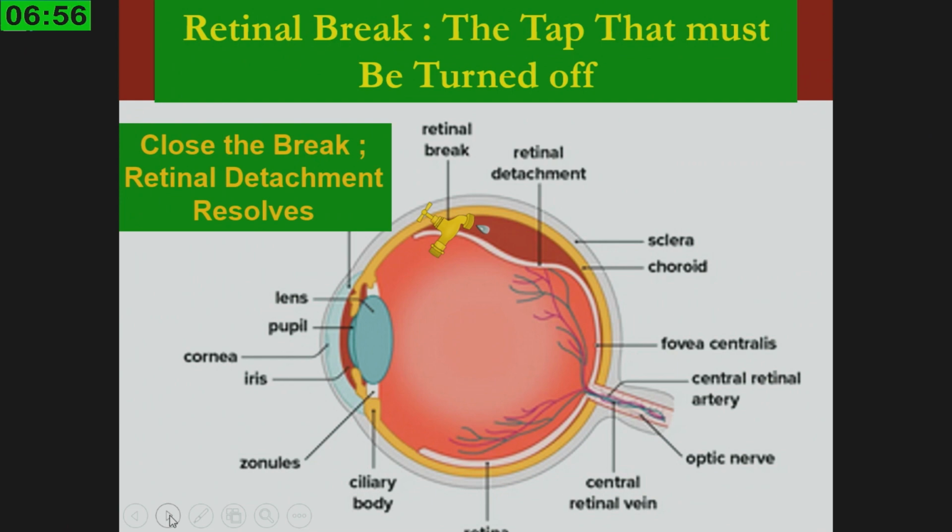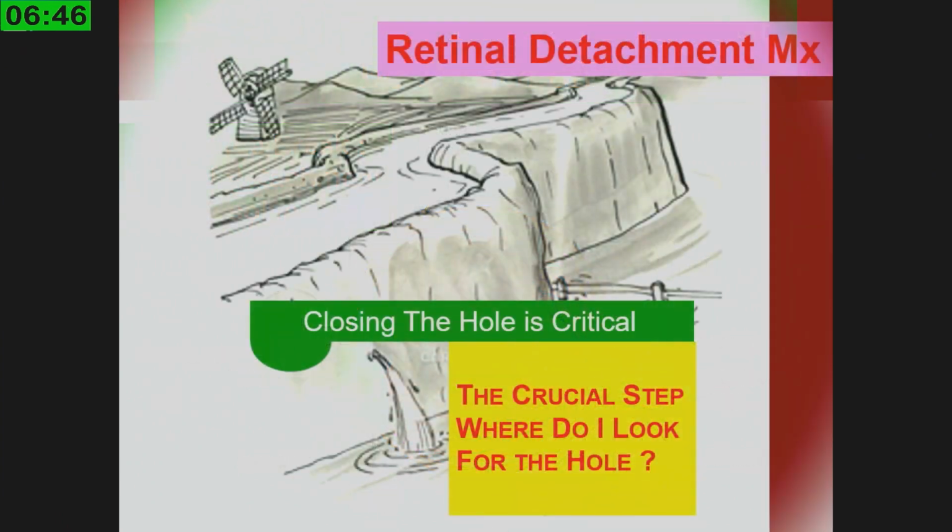Now, from this it's obvious that this tap has to be turned off. You turn the tap off and the retina will settle. There are enough reasons for it to settle on its own. So this is the crucial step for us. But then there's a whole football field inside. Where do I look for this hole?